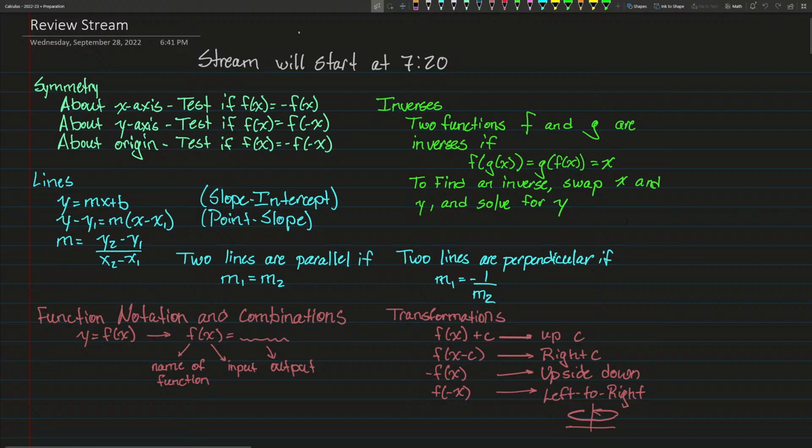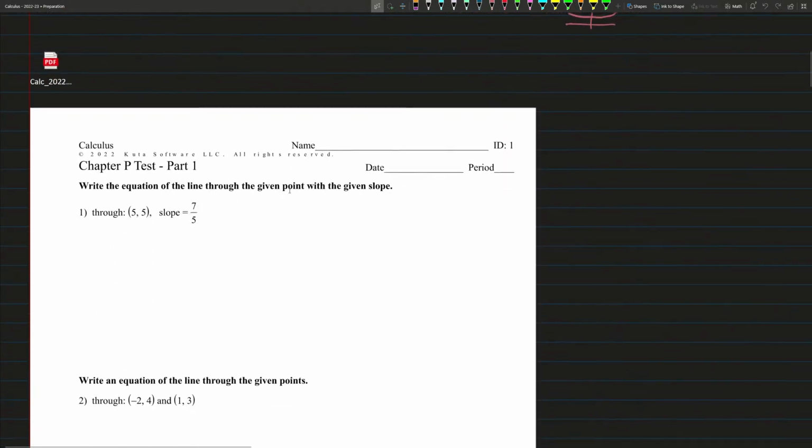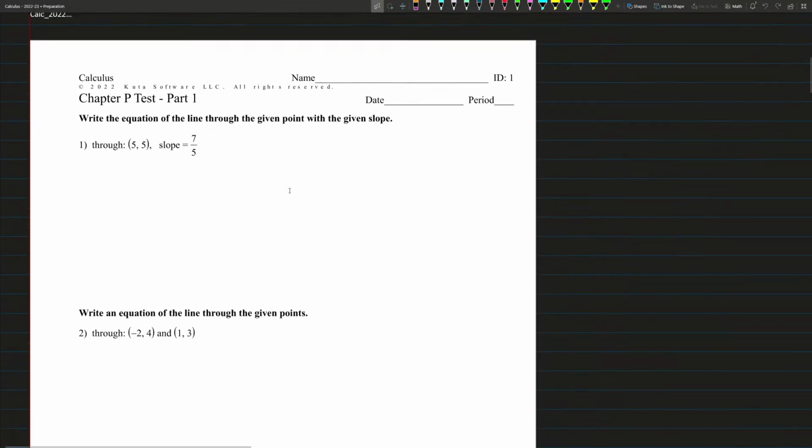All right. I'm hoping we've had enough time to look at this stuff. Again, I'll go through this as we go, but this is up here for you. So, chapter P test. This is just the preparation test for actual calculus. We're not quite in calculus yet, but we're getting close.